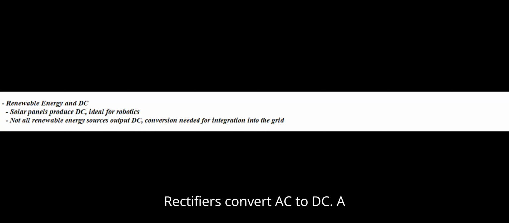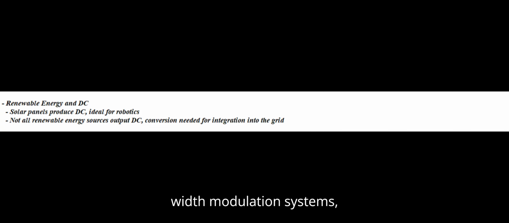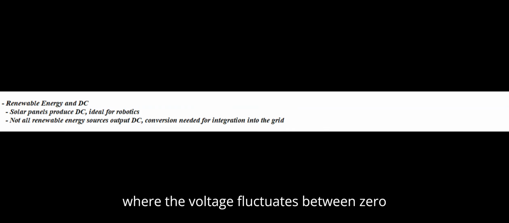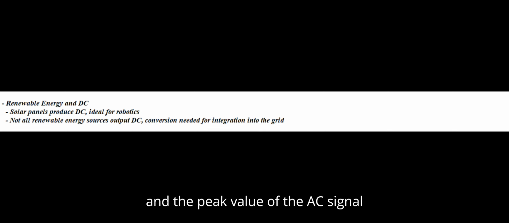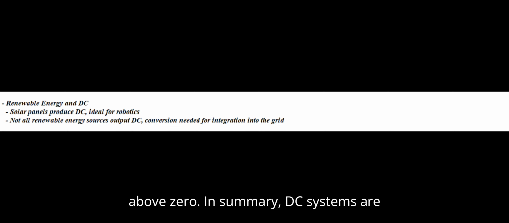Rectifiers convert AC to DC. A half-wave rectifier allows only one half of the alternating current waveform to pass, creating a pulsed DC output. This pulsed output is essential for pulse width modulation (PWM) systems, where the voltage fluctuates between 0 and the peak value of the AC signal during the positive half cycle. The positive half cycle refers to the portion of the waveform where the voltage is above 0.